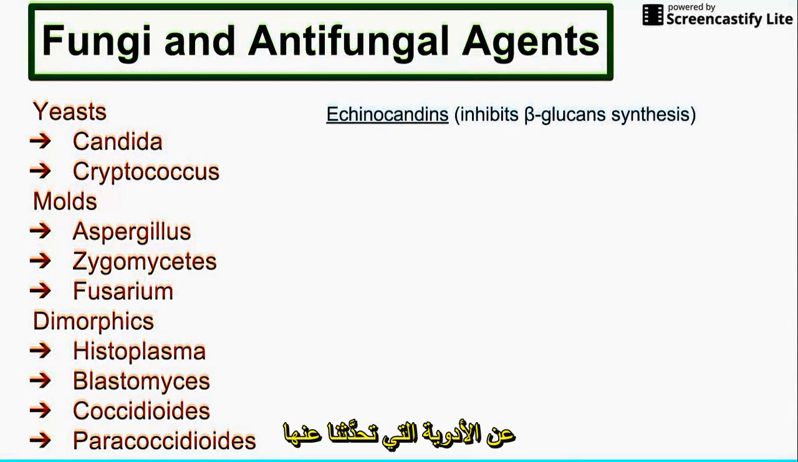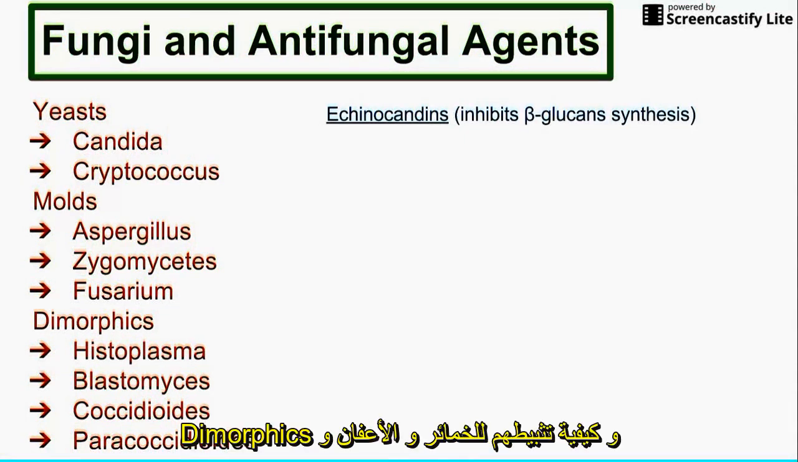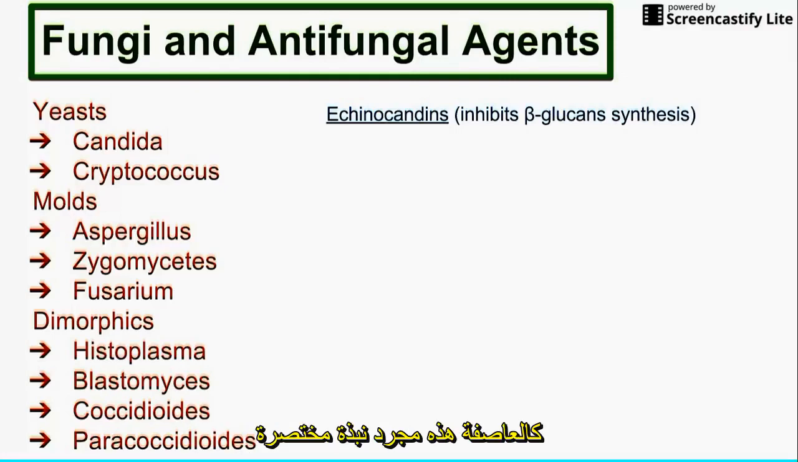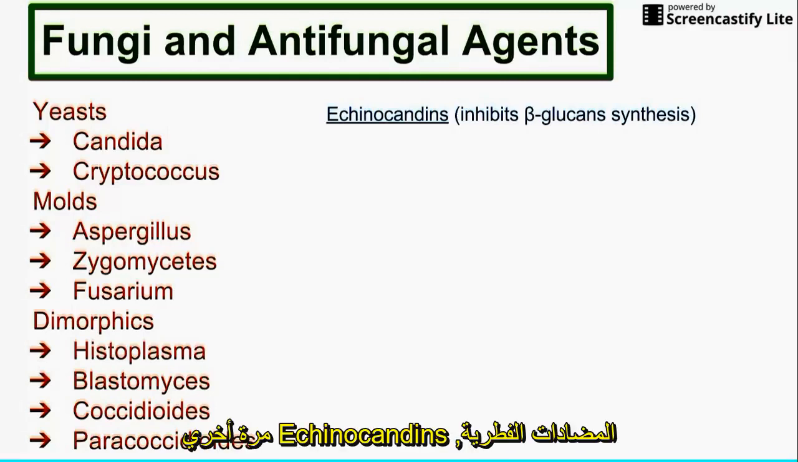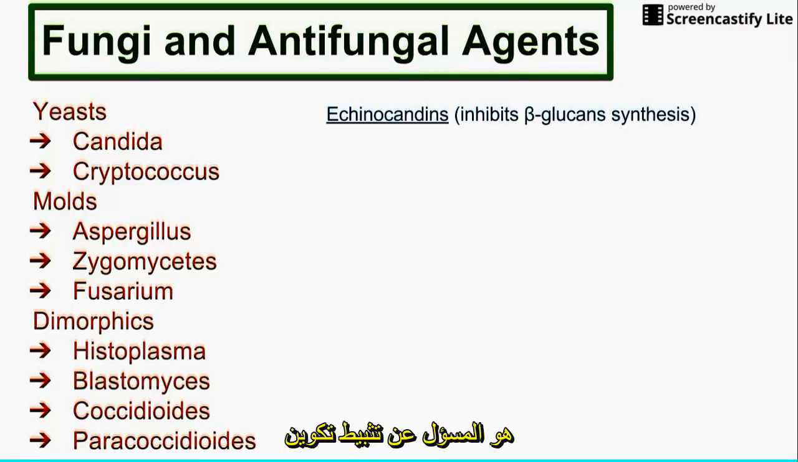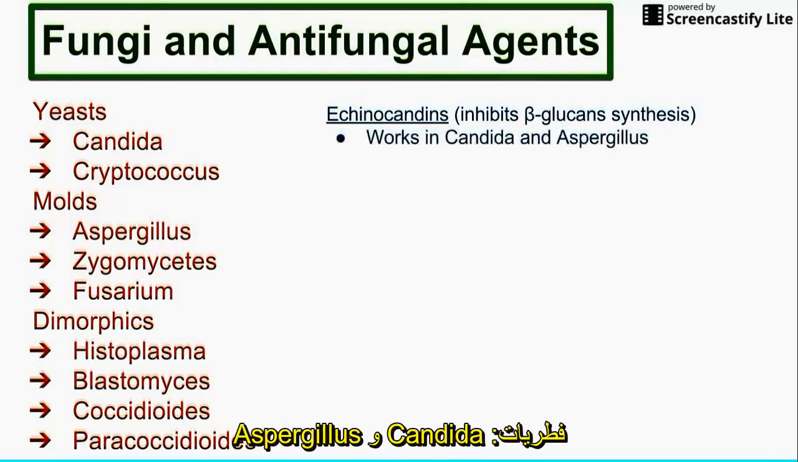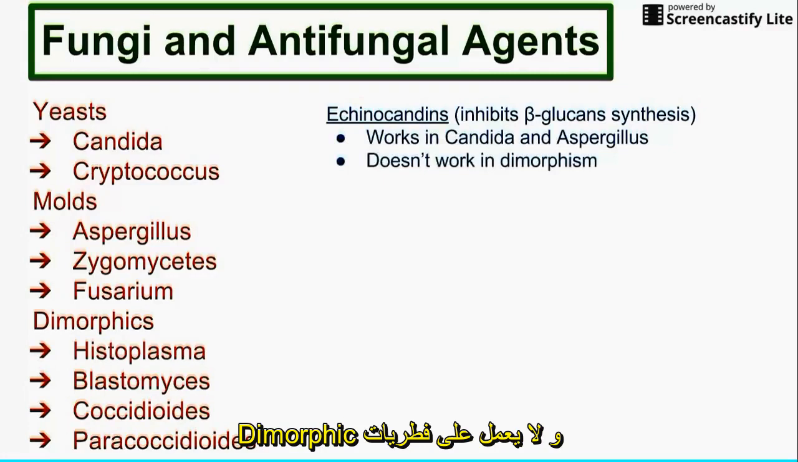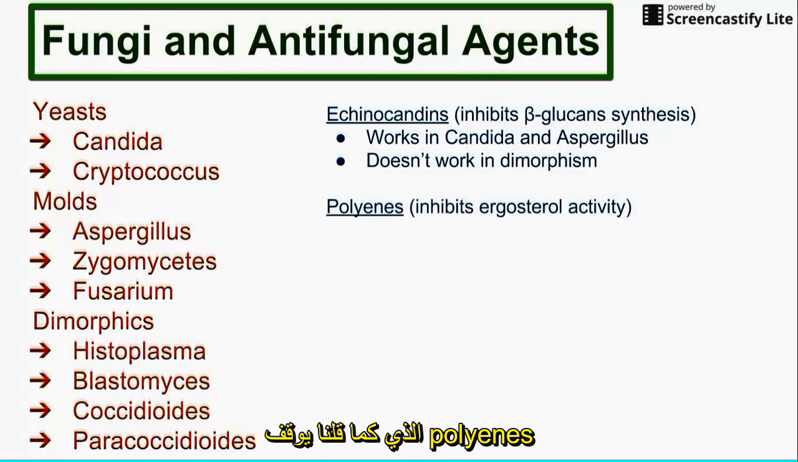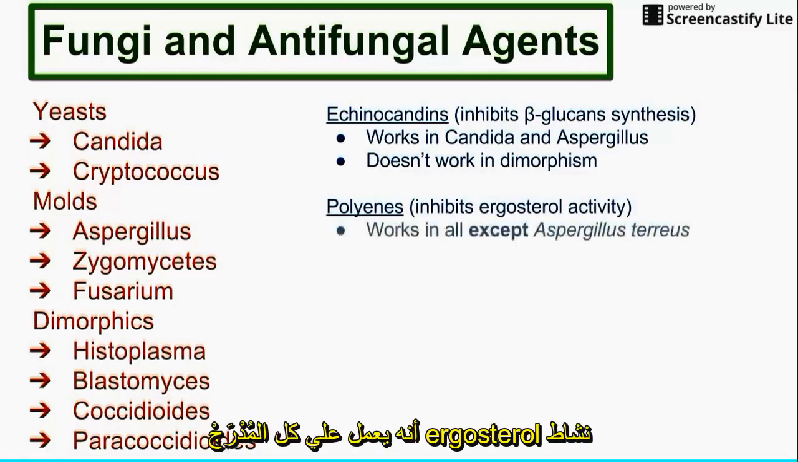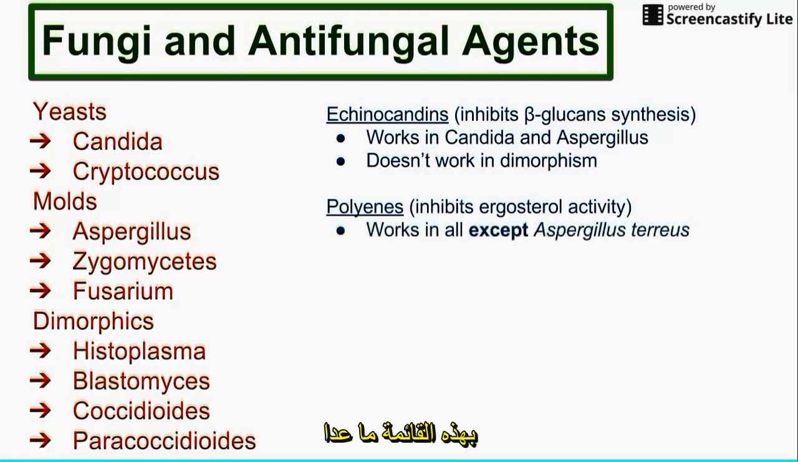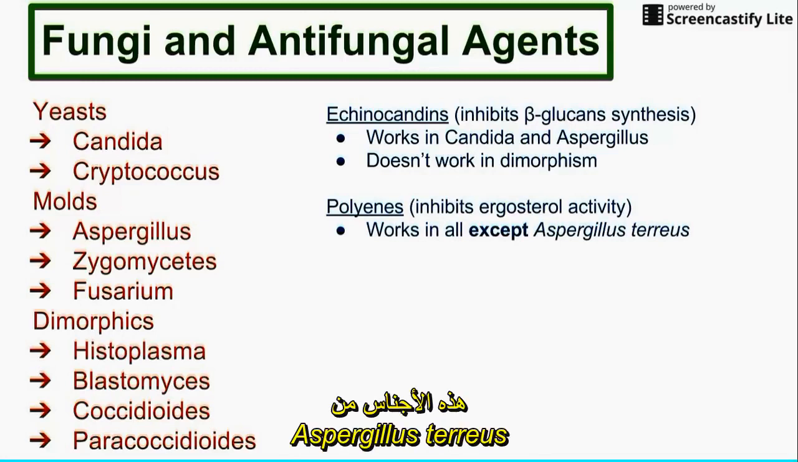Now we're going to talk about how the drugs that we talked about, the four antifungal agents, inhibit yeasts, molds, and dimorphics, and kind of their range. This is just a brief overview of the range of action of these antifungal agents. So echinocandins, again, the ones that inhibit beta-glucan synthesis, work in the Candida and Aspergillus genuses, and they do not work on the dimorphic fungi. The polyenes, which, as we said, inhibit ergosterol activities, work in all of these listed here except for this one Aspergillus species.